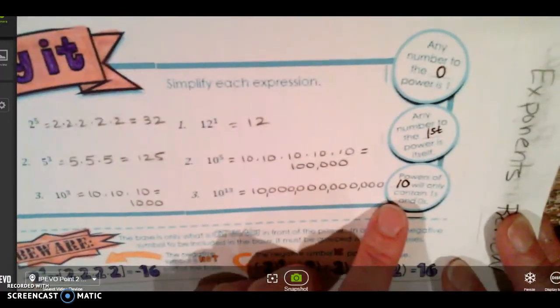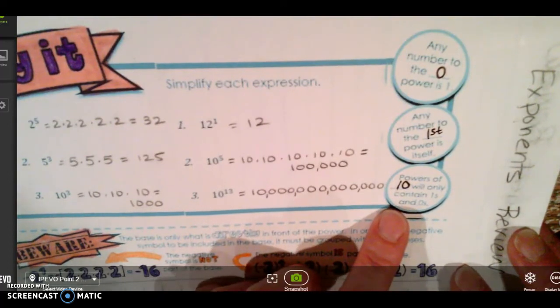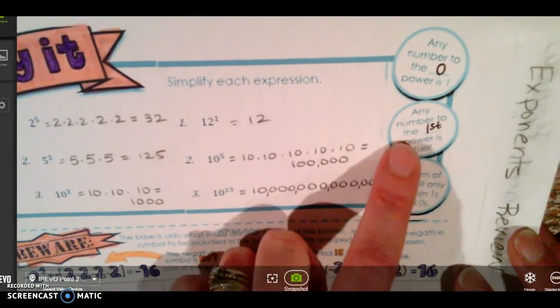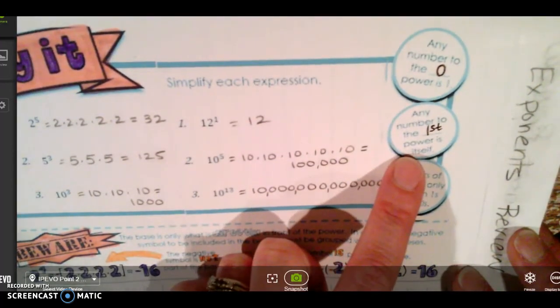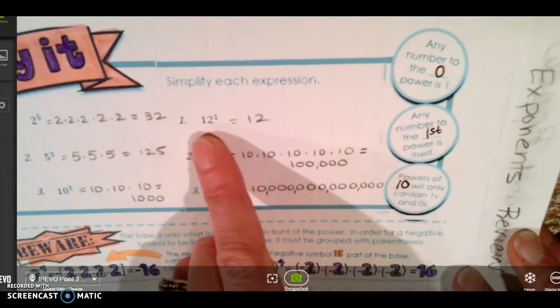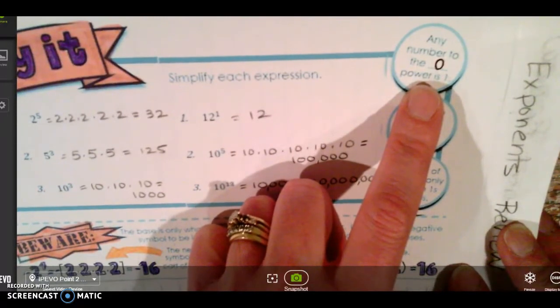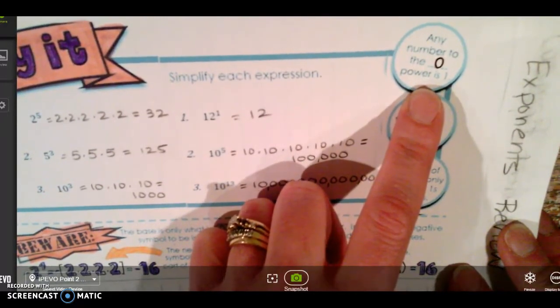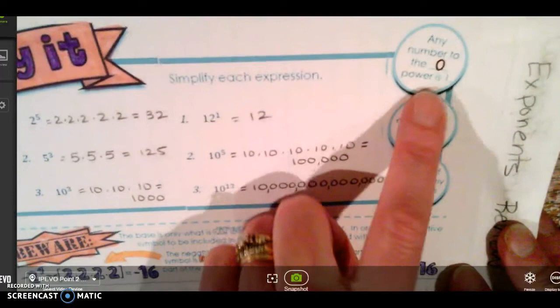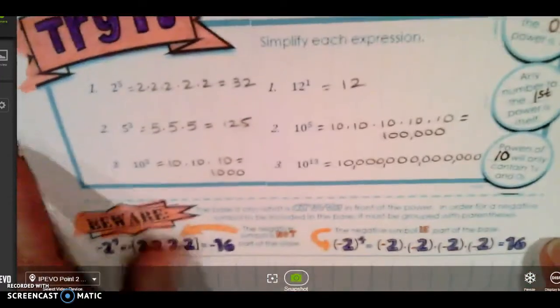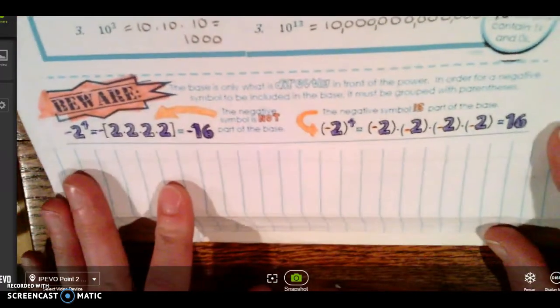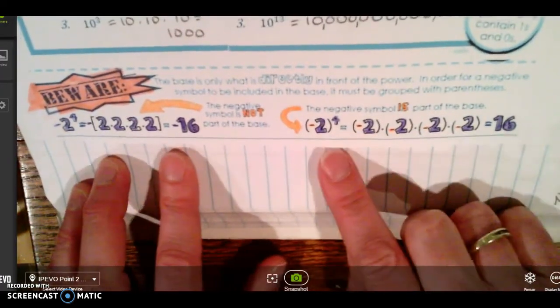And there's these little reminders on this side of the note sheet. Powers of 10 will only contain 1s and 0s. Any number to the 1st power is itself, just like we had here in our example. 12 to the 1st power is 12. And at the top, any number to the 0 power is 1. We're going to come back to special exponents like 0, and we're even going to learn about negative exponents later in the year. The one thing I do need you to be aware is on the bottom of your sheet.